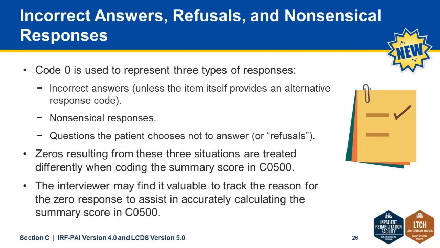Here we go. Code 0 is used to represent 3 types of responses. Incorrect, unless the item itself provides an alternative response code. Nonsensical responses, questions the patient chooses not to answer, or refusals. So zeros resulting from these 3 situations are treated differently when coding the summary score in C0500. The interviewer might find it valuable to track the reasons for the 0 responses to assist in accurately calculating the summary score in C0500. So let's review some examples.